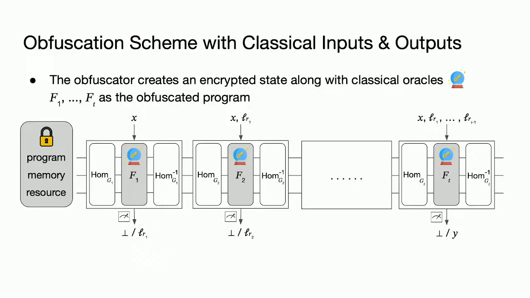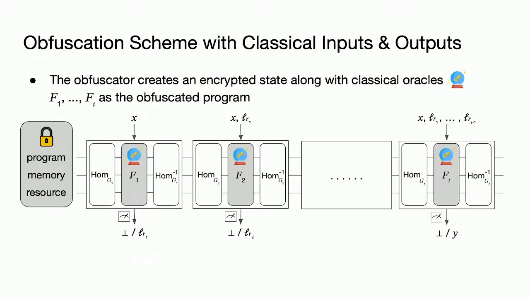So using our functional quantum authentication scheme, we can now show how to construct an obfuscation scheme. Let us first obfuscate programs with classical inputs and outputs. So the obfuscator can just encrypt the program, memory, and resource and provide the ciphertext state along with classical oracles, capital F_i.